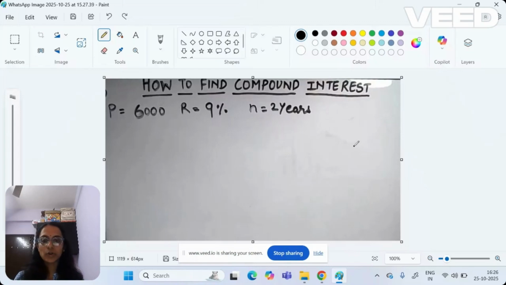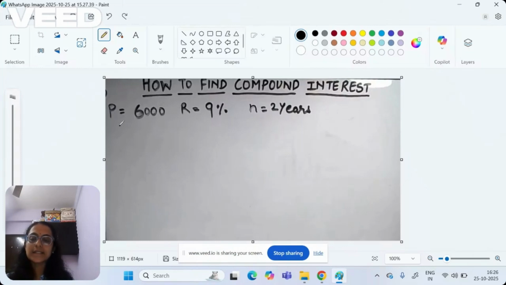Now, let us discuss the topic of compound interest. What is principal? It is the initial amount which is lent. And what is interest? It is the extra amount which has to be paid to the lender. And what is rate of interest? It is the percentage of the principal amount which has to be paid to the lender.